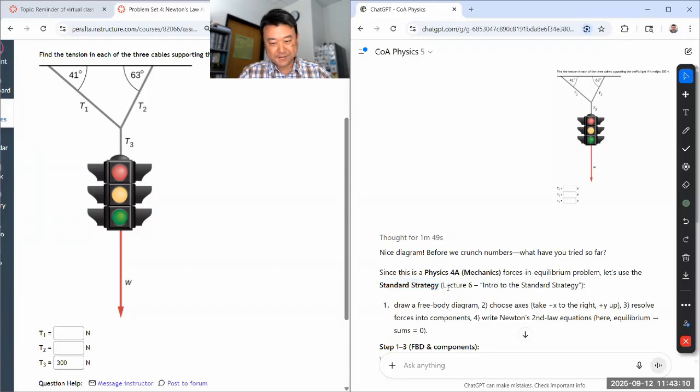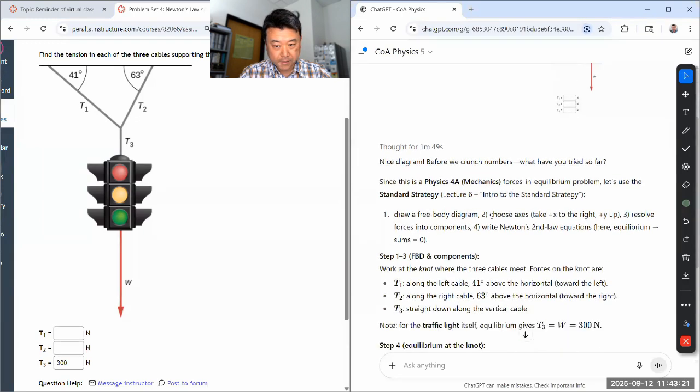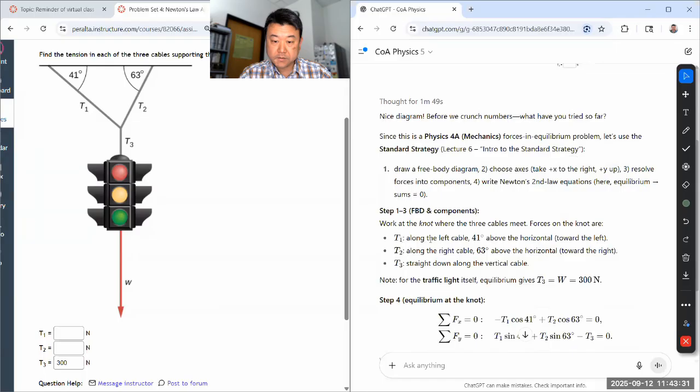So yeah, it's citing the correct lecture. I think lecture 6, is that right? Yeah, I think lectures 4 and 5 were Newton's law. Yeah. Draw a free body diagram. Choose axis. That's okay enough for choice here. Resolve forces into components. Yeah, that I think is good. Those are the steps. T1 along the left cable 41. Yeah, this is that angle.